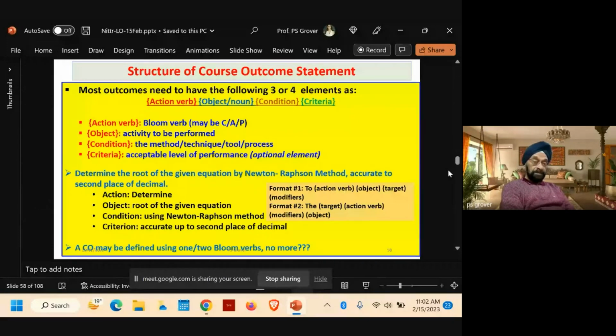Now let me give you an example of an outcome statement. Determine the root of the given equation by Newton-Raphson method accurate to second place of decimal. Determine the root of a given equation. Determine is an action verb, an application verb if you look at the table. Root of the given equation: what is to be done? Determine, find out the root of the given equation. This is to be done.